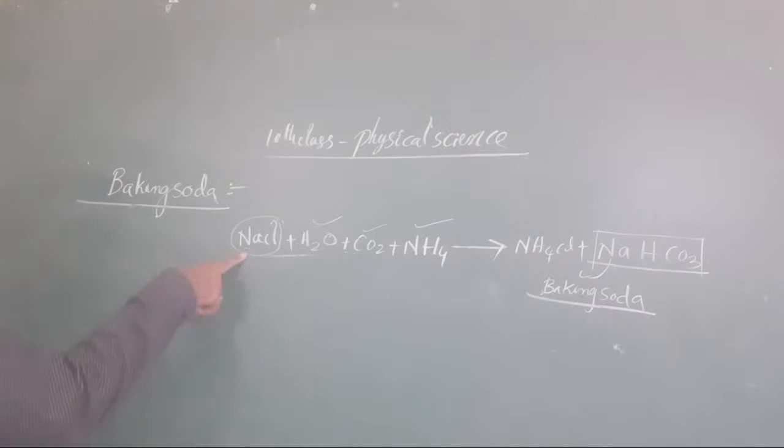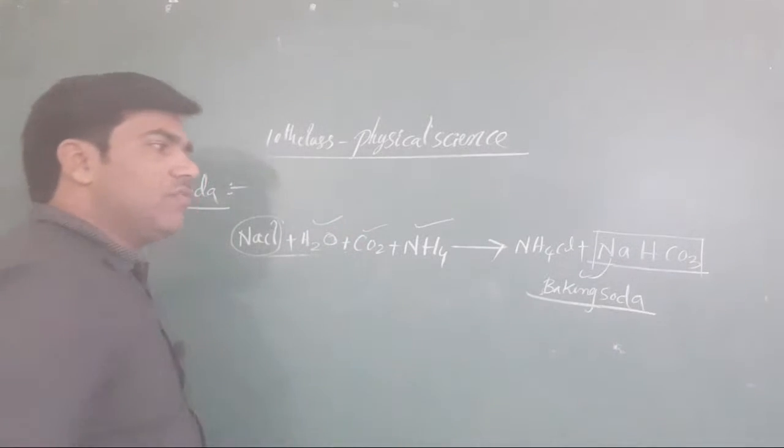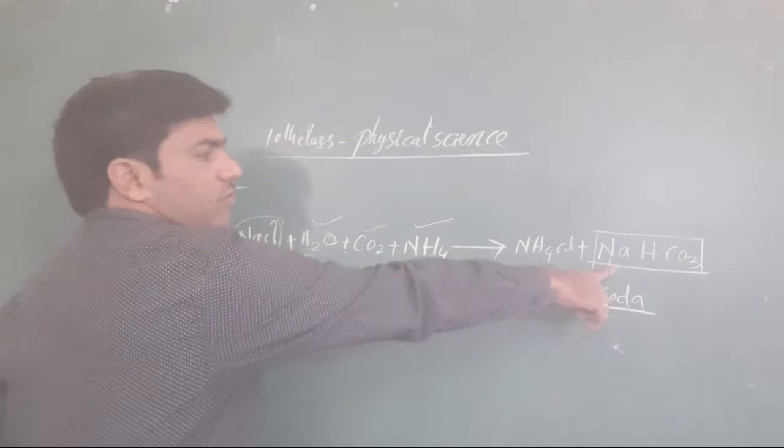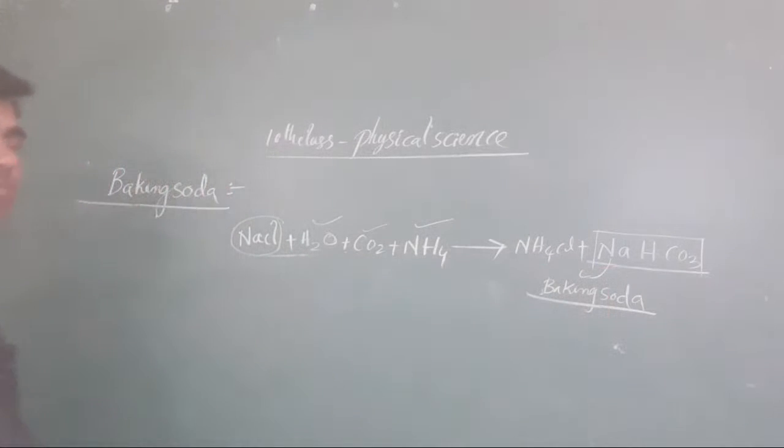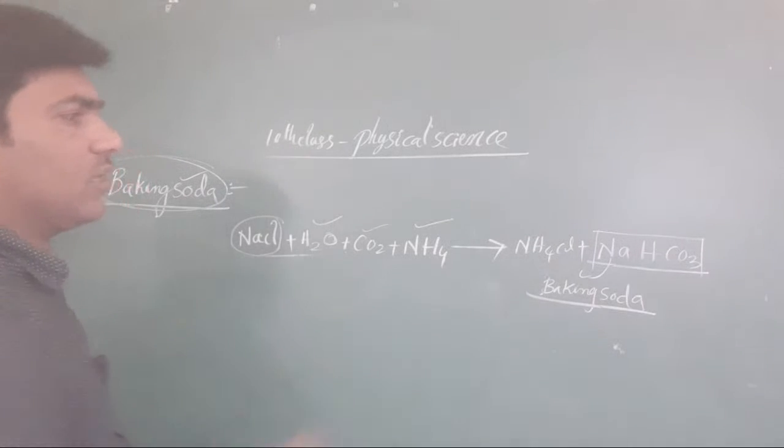Once again I repeat: take our common salt, combine it with water, and add carbon dioxide and ammonia. It forms sodium hydrogen carbonate. Sodium hydrogen carbonate is generally called baking soda, and the chemical name of baking soda is sodium hydrogen carbonate. Concentrate on that.